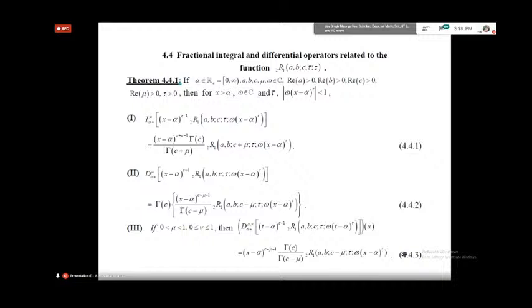And the fractional integral and differential operator related to the function 2F1. So 2F1 is this. 2F1, where alpha belongs to R plus, and all a, b, c, mu, omega belong to C, and the real value is greater than 0. Then we will get this, also ultimately for this omega belongs to C. So finally, the first one is given in this form. This is 4.4.1, and the second one is this, 4.4.2. Ultimately, if you see, 2R1 is this.